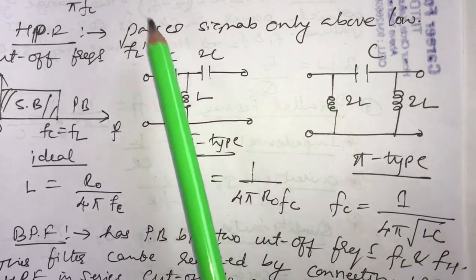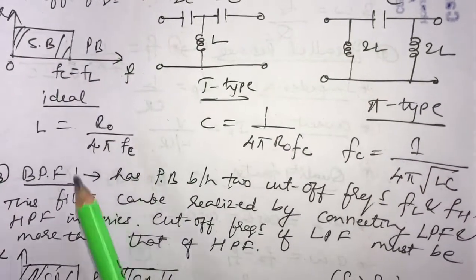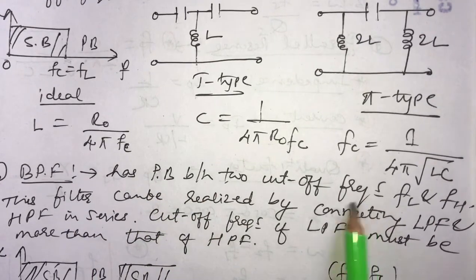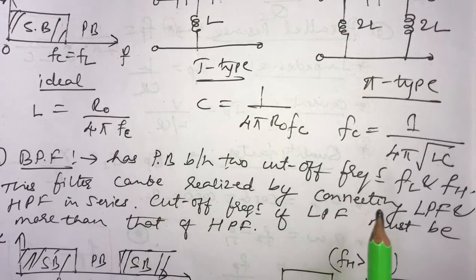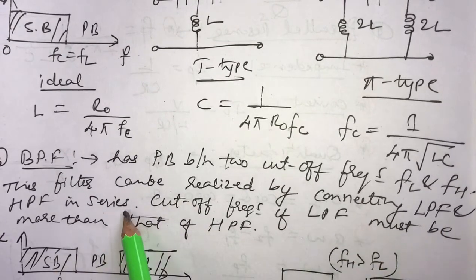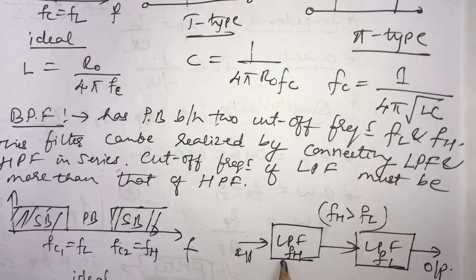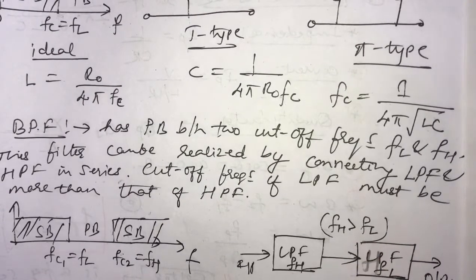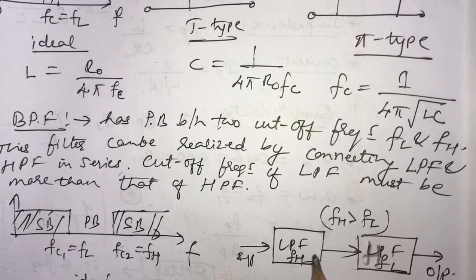Half pass, low pass and high pass. Band pass means a certain band of frequency will be passed. It has a bandwidth between two cutoff frequencies FL and FH, and this filter can be realized by connecting low pass and high pass in series. When we connect high pass and low pass in series, we also get this kind of circuit. So when both high pass and low pass are connected in series, we are going to obtain band pass.